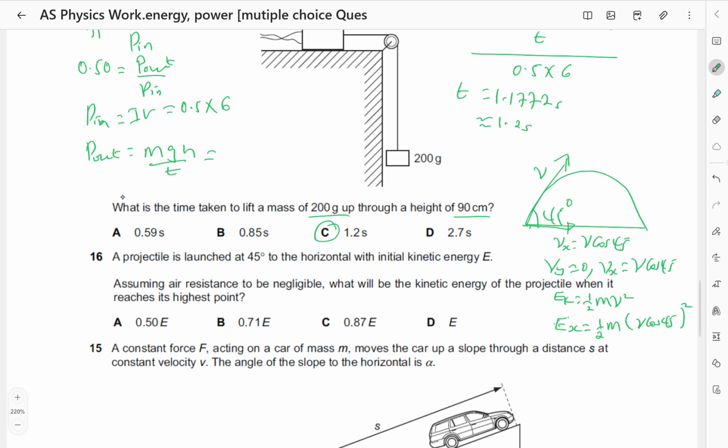But remember, the projectile is launched at 45 degrees to the horizontal with initial kinetic energy E. The initial kinetic energy E should be equal to a half m times the initial velocity v squared.